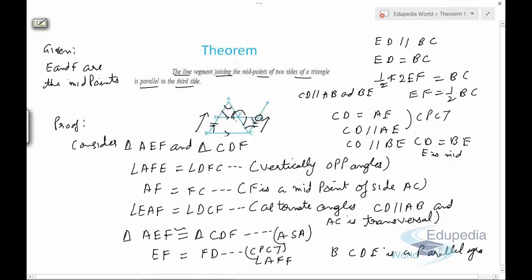So why can ED be written as 2 times EF? Because F is a midpoint. So we can say that EF is half of BC and EF is parallel to BC. So this is how we can prove the theorem. So let's discuss the converse of this theorem now.